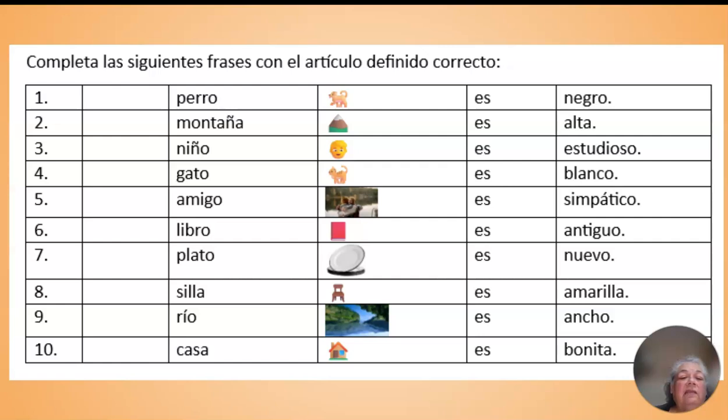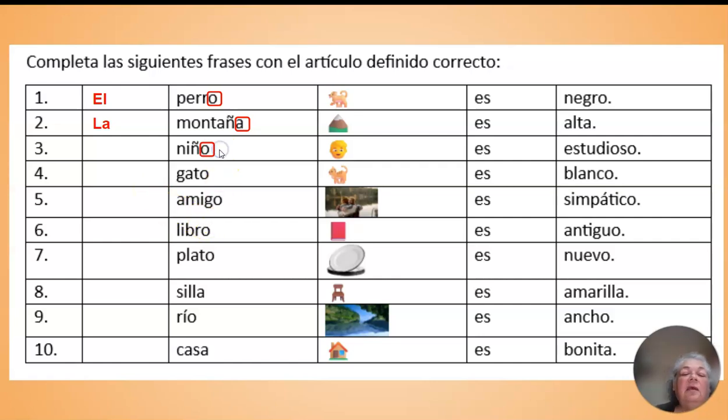And I told you, look at the word, look at the last letter of your noun. In this case, number 1, perro. It ends in O. Oh, that's masculine. Okay. So my options are el or la. Remember, we're just using the singular ones today. El or la, so if this is masculine, I need the masculine one, el. Okay. El perro es negro. Número 2, montaña. It ends in A. That is a feminine noun. I need the feminine definite article, singular, that will be la. So my sentence reads, la montaña es alta.